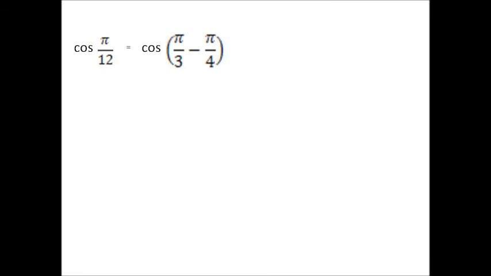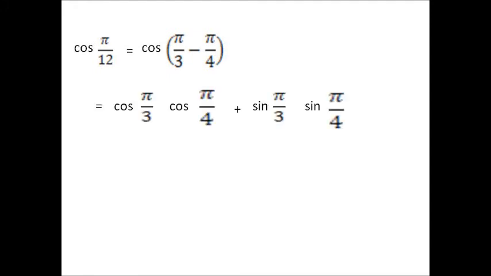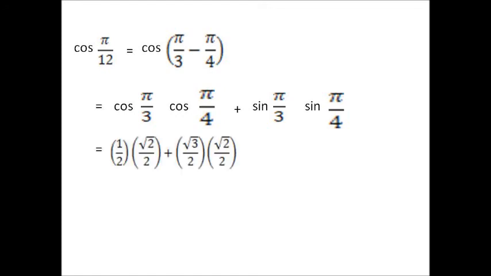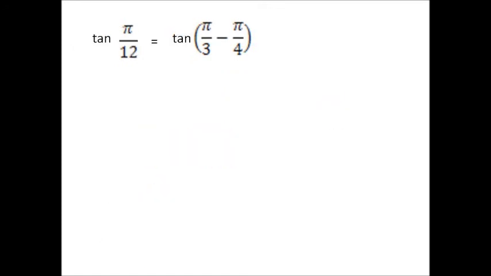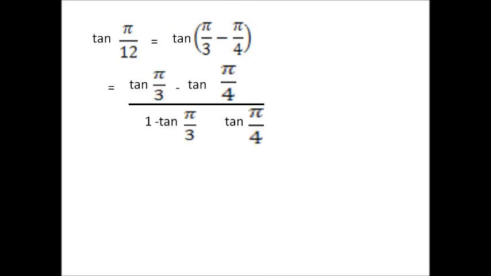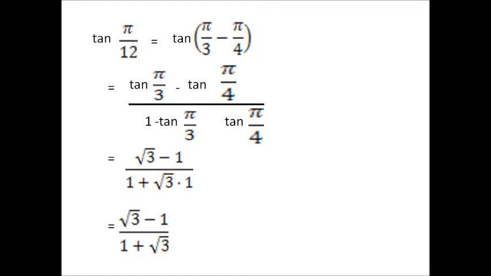Okay, to first solve the problem, you have to find two fractions that either add or subtract to equal pi over 12. And then you plug it into the additive cosine identity, and then you look at your pie chart and you fill in the fractions for it. And then you multiply out the fractions and you add them, and then you get the answer. Okay, for this problem, you use the tan additive identity, and you fill it in with pi over 3 and pi over 4, and then you solve for tan pi over 3, tan pi over 4, and then you simplify the fraction.